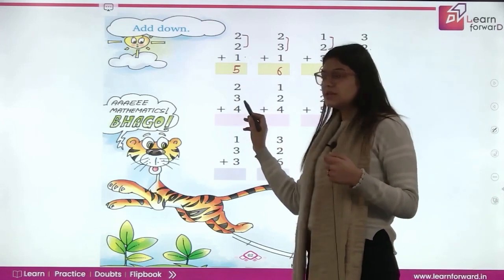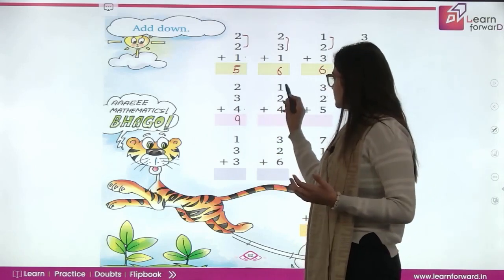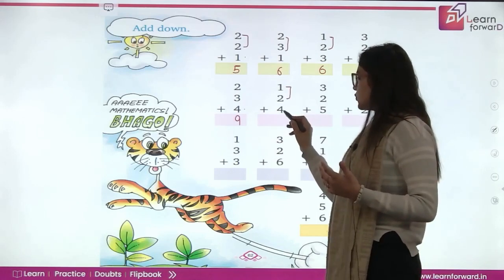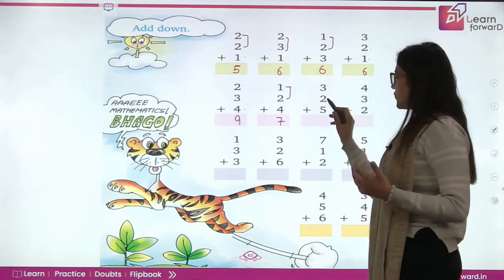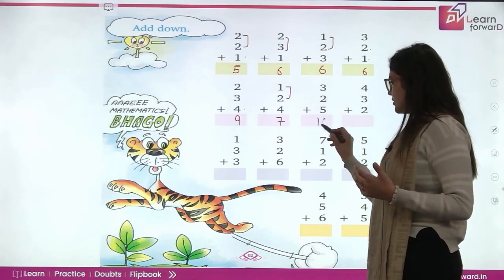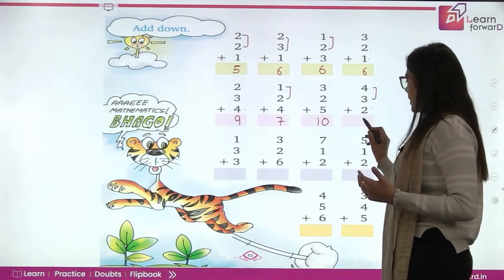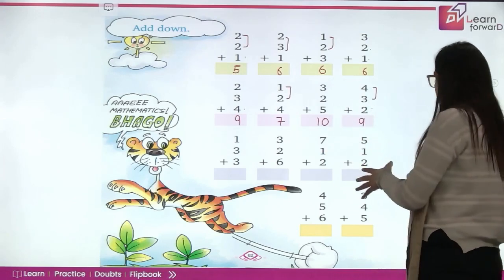Now 2 plus 3. 2 plus 3 is 5. 5 plus 4. 5 plus 4 is 9. 2 plus 1. 2 plus 1 is 3. And 3 plus 4. 3 plus 4 is 7. 3 plus 2 is 5. 5 plus 5 is 10. 4 plus 3, 7. 7 plus 2, 9. So this is how you have to do all these sums. You can do it yourself.